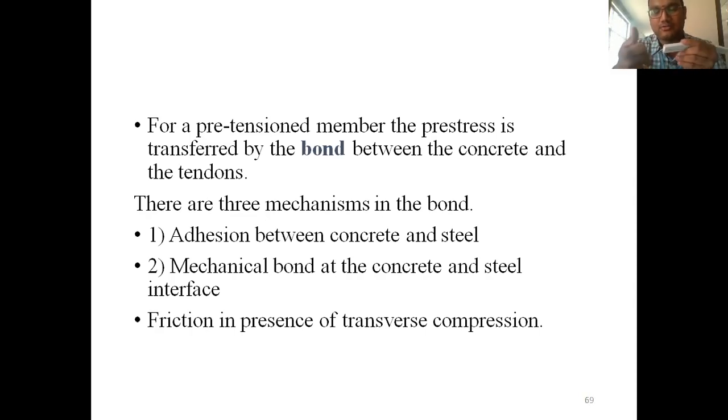If there is bond, you will have friction, okay, otherwise there is no bond, right? So that's how there are three mechanisms. One is adhesion between concrete and steel, the second one is mechanical bond at the concrete and steel interface, and the third one is friction in presence of transverse compression. So these are the three mechanisms where the bond is created between the concrete and tendon, okay.